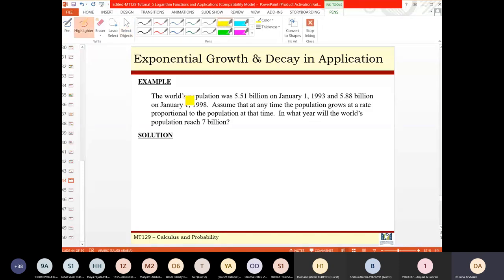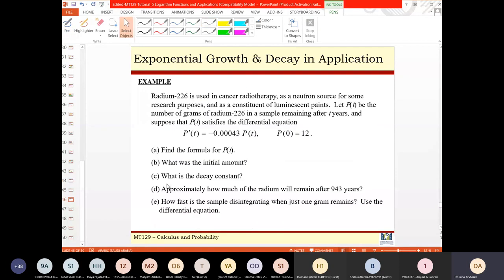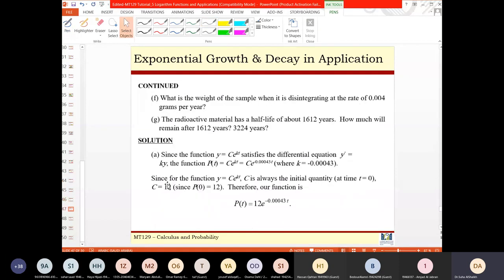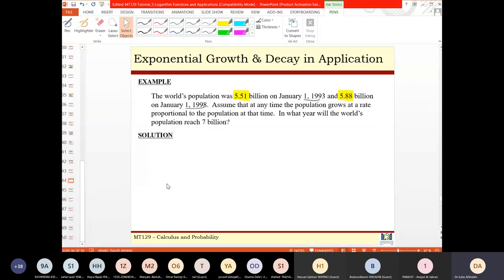So in this question, we are talking about the world population that was 5.51 billion on January 1st, 1993. It became 5.88 billion in January 1998. So from the first time I calculated لحد the second time, how many? We still have 6 slides. Now we still have two more examples, this one and another example.